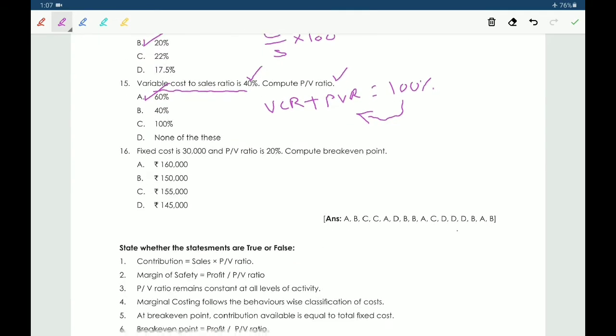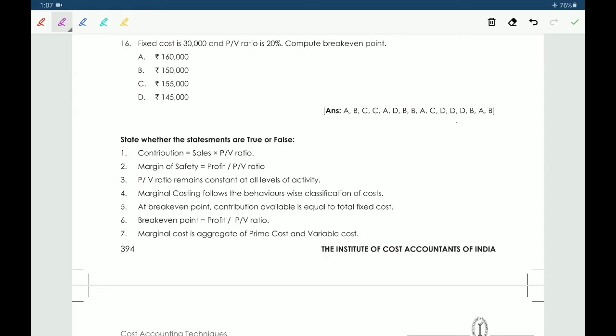Next, 16th: fixed cost is 30,000 and PV ratio is 20%. Compute break-even point. What is the formula for break-even point? Fixed cost by PV ratio. Here given fixed cost 30,000 by PV ratio 20%, it gives 1,50,000. So this is the answer.